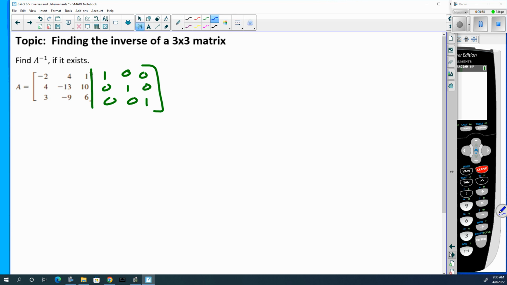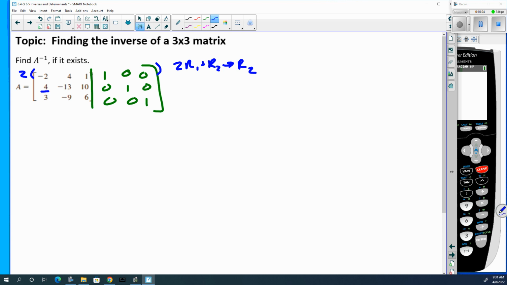So if I wanted to get, say, a 0 right here where that 4 was, I could times my top equation by a positive 2, because then I'd get a negative 4 and I could add it to this. So I'm going to do top row, row 1 times 2. I'll add that to row 2, and then the answer I get, I'm going to make my new row 2.